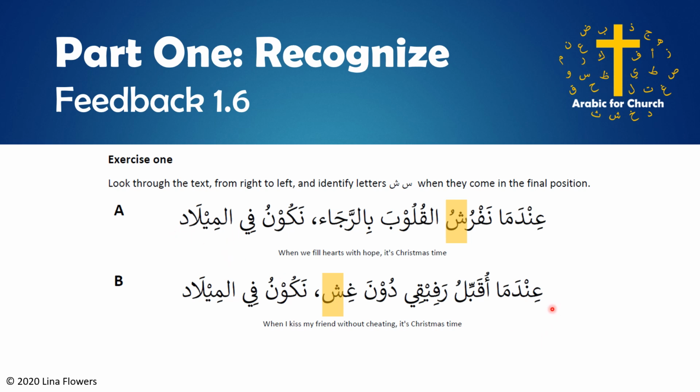In B, we have an Aleph. We don't know these. We know this is a Sheen, another one, this time connected. This is isolated, this is connected. And we only know this one, Dal. So I'm going to read it out to you, and you see if you can recognize any of the sounds when they come at the end of words.